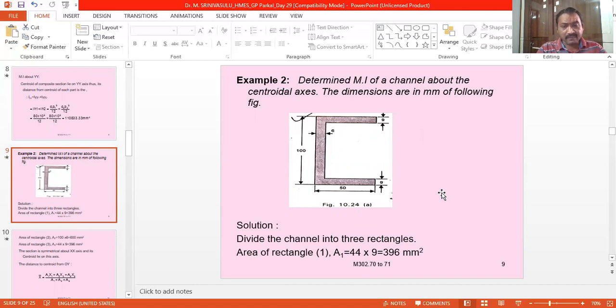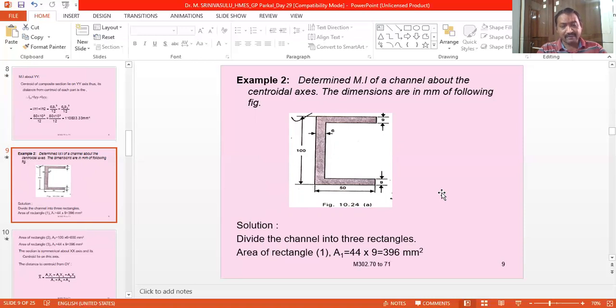Here it is also a symmetrical channel section. This is also called as C section, also called as channel section. And here the flanges are equal on the top flange and bottom flange. Both are equal in length. Therefore it is called as a symmetrical C section.